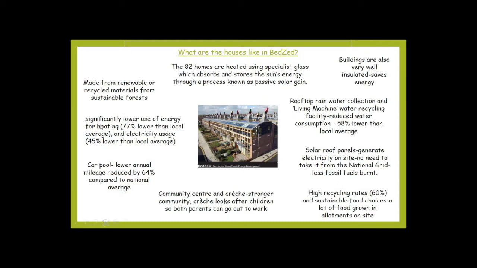So we've got that it's made from renewable or recycled materials from sustainable forests. So what this means is that for all the trees they cut down, they plant more. It's called afforestation. The 82 homes are heated with specialist glass, like we talked about. It's called solar passive gain. The buildings are very well insulated, so that means that they don't get cold in the winter, which means that you don't have to put your central heating on as much, which means you're not burning fossil fuels to keep your home warm.